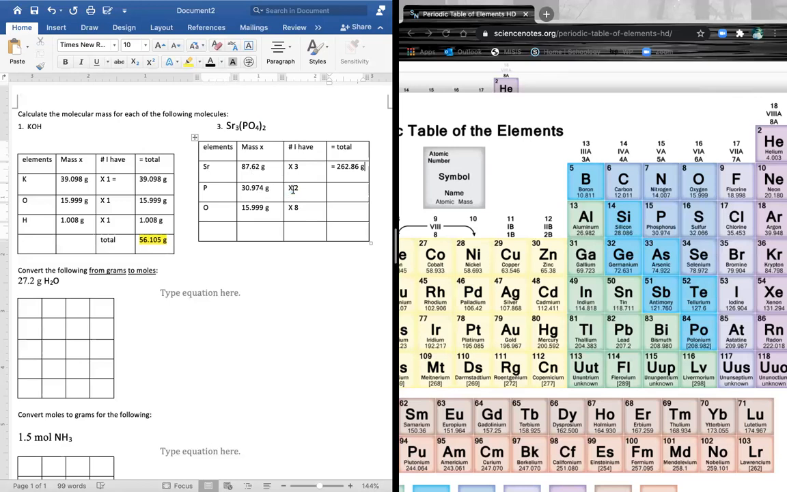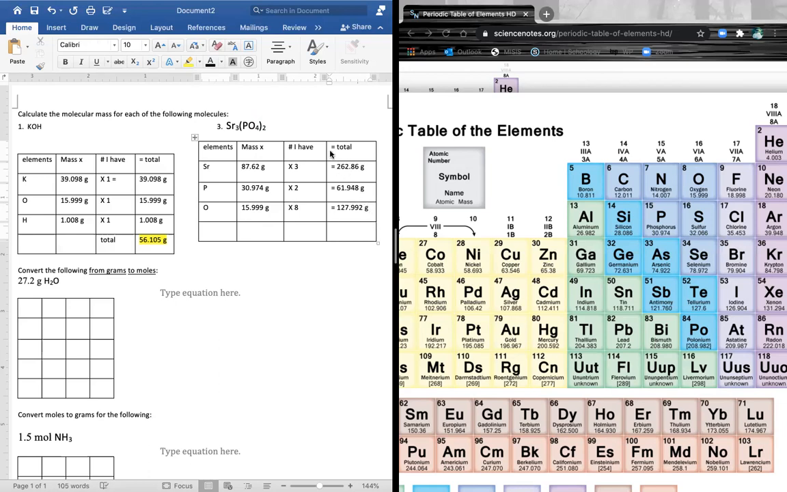Next, we do 30.974 times 2. So 30.974 times 2, and we end up with 61.948 grams. Okay, so there's that one. And lastly, 15.999 grams times 8. So let's see where that gives us. So 15.999 times 8 gives us 127.992 grams. So there we go.